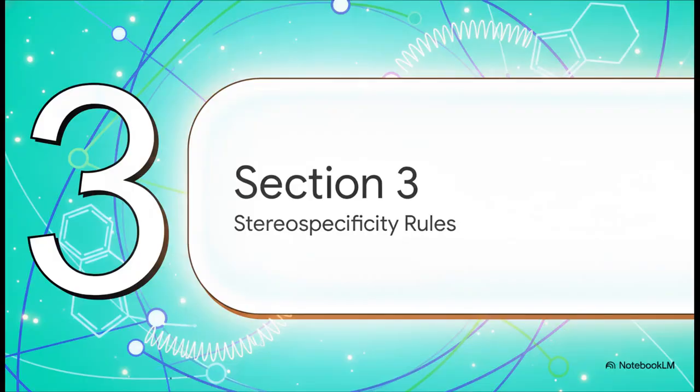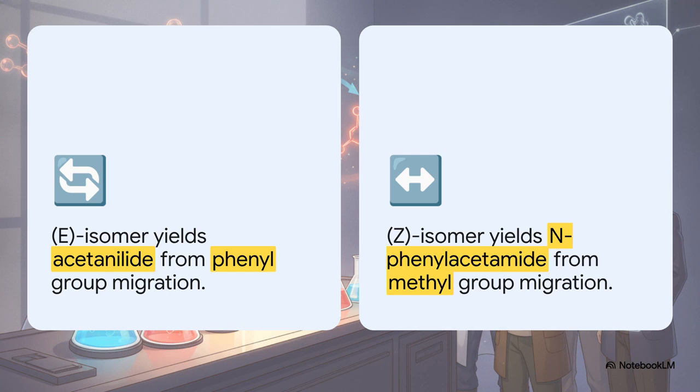All right, let's get into Section 3, the rules of stereospecificity. Geometry absolutely dictates destiny here. The golden rule you have to remember for the Beckmann rearrangement is anti-periplanar migration. In plain English, the chemical group sitting geometrically opposite to our leaving group, that water we just talked about, is always the one forced to migrate to the nitrogen atom.